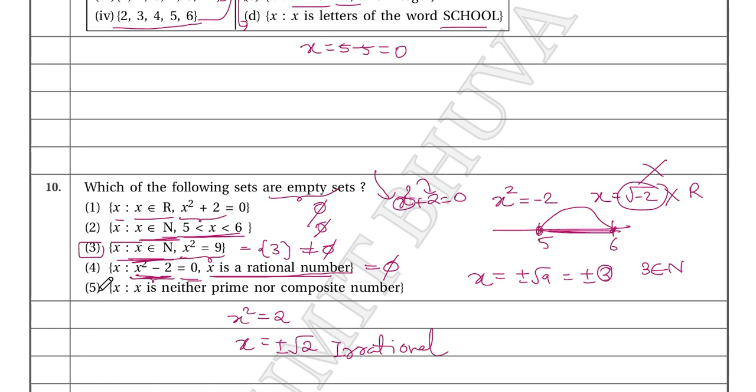Then, x such that x is neither prime nor composite. Neither prime nor composite means if you take any number, either it will be prime or it will be composite, except 1. 1 is neither prime nor composite. So here also one number is there. So this set is also not empty, because 1 is neither prime nor composite. One element is there in this set. That's why this is not empty.